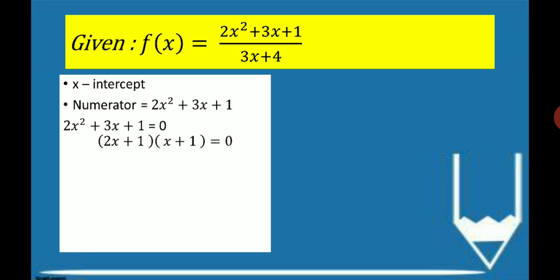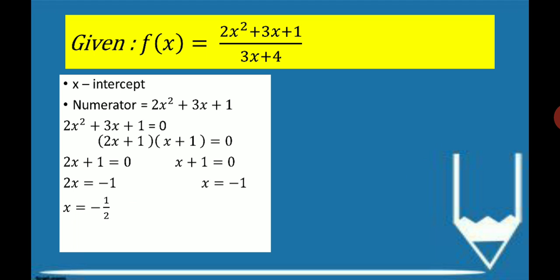So, we have 2 factors. Since may dalawang factor, equate each to 0. So, we have 2x plus 1 and x plus 1 equal to 0. You have to transpose, so we have 2x equal to negative 1 here. Then, x is negative 1 here. Dito, hindi pa ito yung final answer. Divide both by 2. So, the answer is x equal to negative 1/2 and x equal to negative 1.